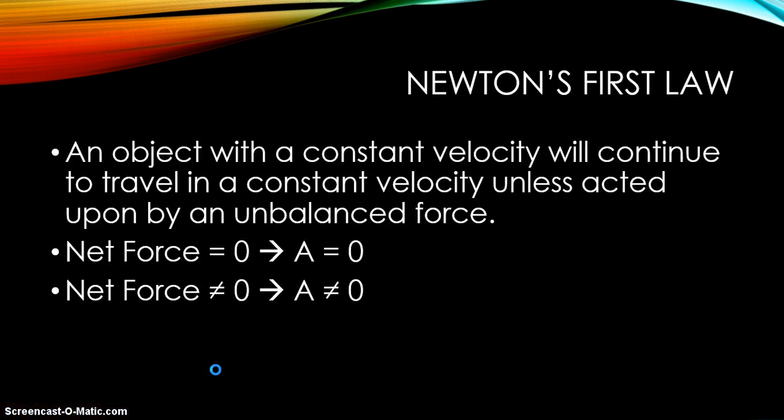Okay, so Newton's first law is an object with a constant velocity will continue to travel at a constant velocity unless acted upon by an unbalanced force. And then, with that, if the net force, or the sum of all the forces acting on an object, is equal to zero, that would mean the acceleration is also zero, and you can also argue that if the acceleration is zero, the net force is also zero.